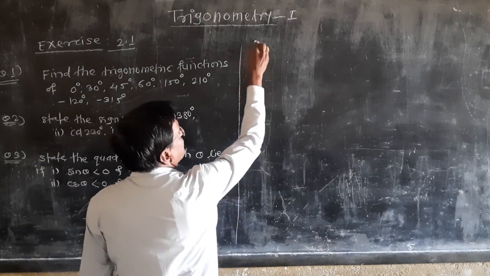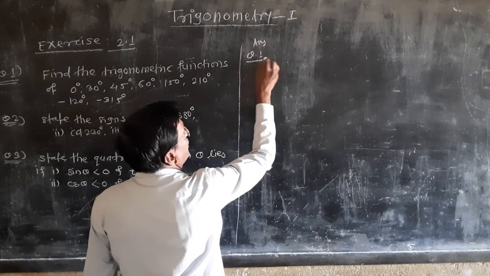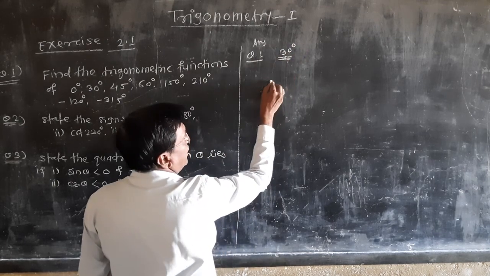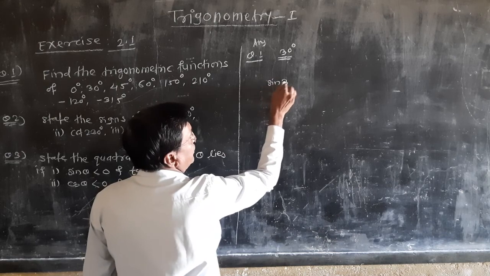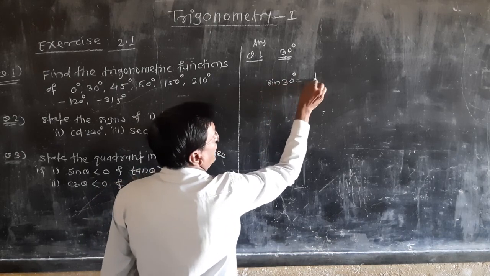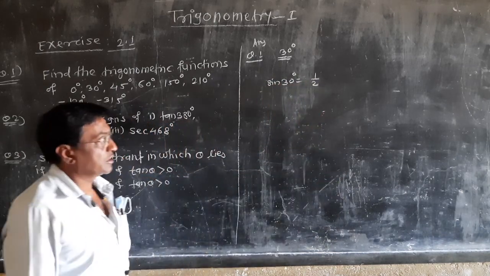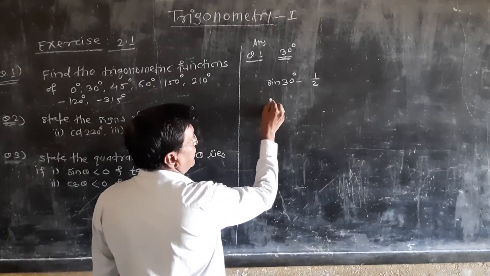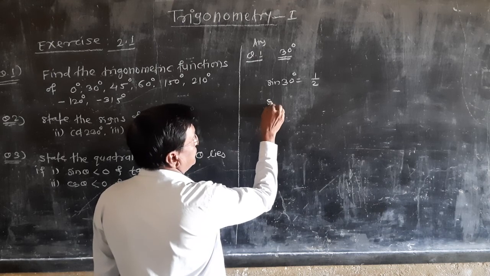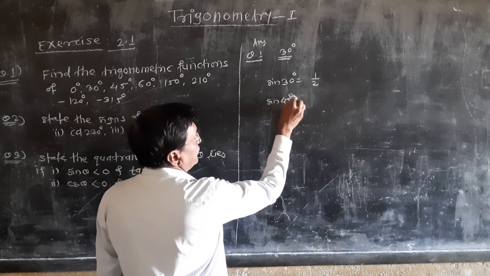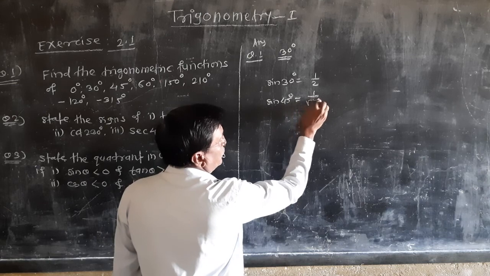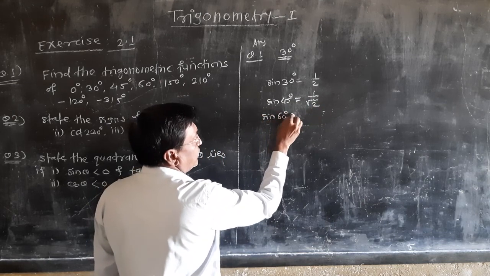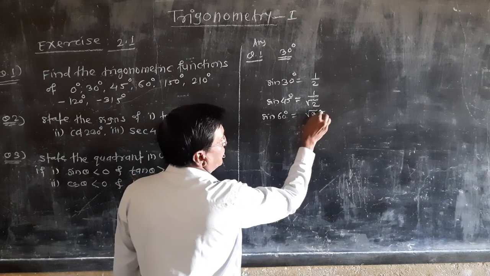Question number one, the answer is for the 30 degree. Okay, this is the standard measure. You know that the sine of 30 degree is directly 1/2. We already saw this standard. Sine of 45 degree is equal to 1/√2. We know this already. Sine of 60 degree is √3/2.